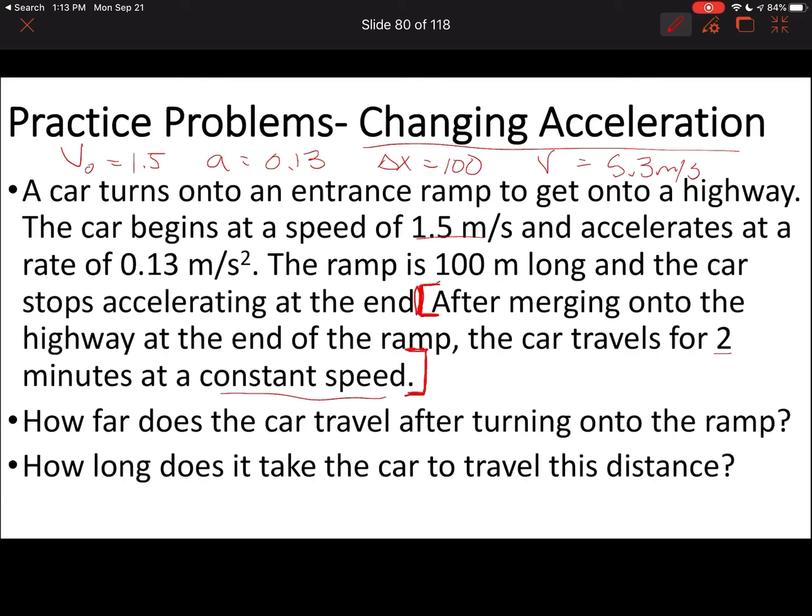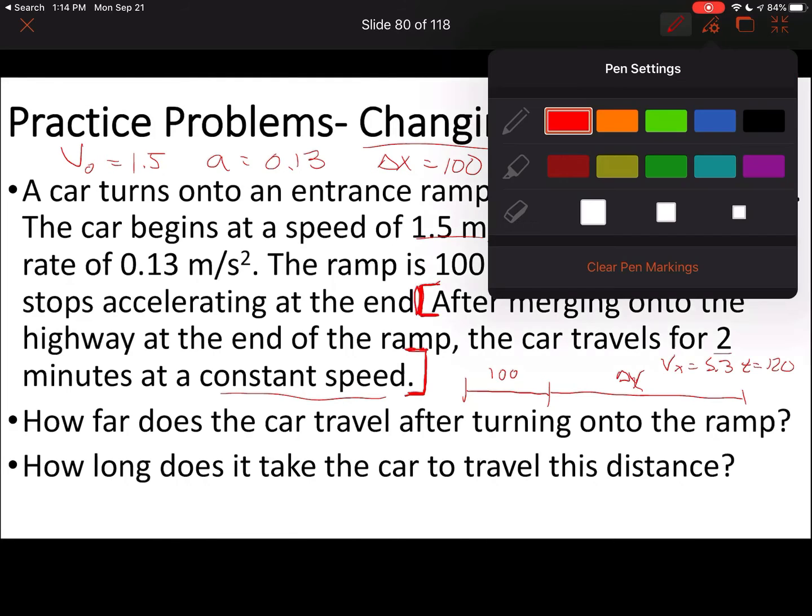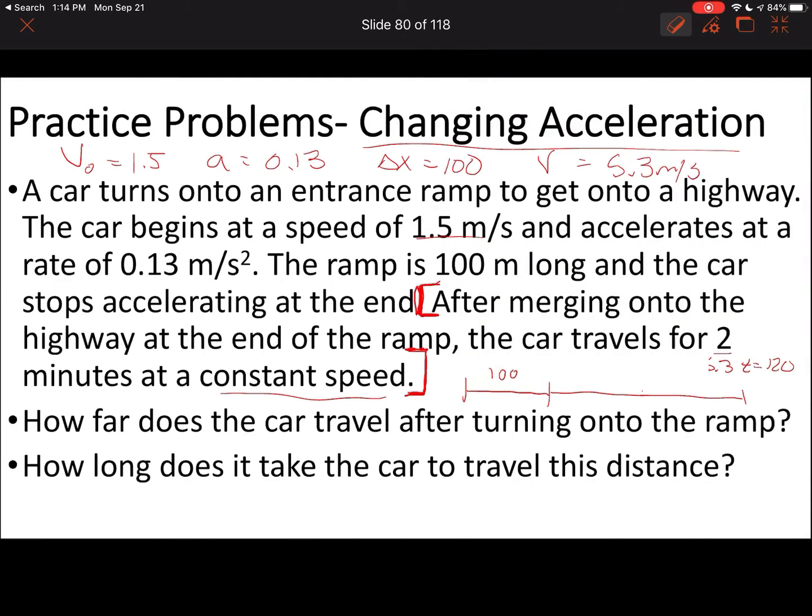Now that I know what speed it's traveling at, I know it first goes 100 meters, and then it goes some delta x distance, when I know that the v_x here was a constant 5.3, and I know that it was for a constant 120 seconds. Of course, 120 seconds, we can't use 2 minutes there. And then that's pretty easy to figure out, what this delta x would be, what this displacement is.